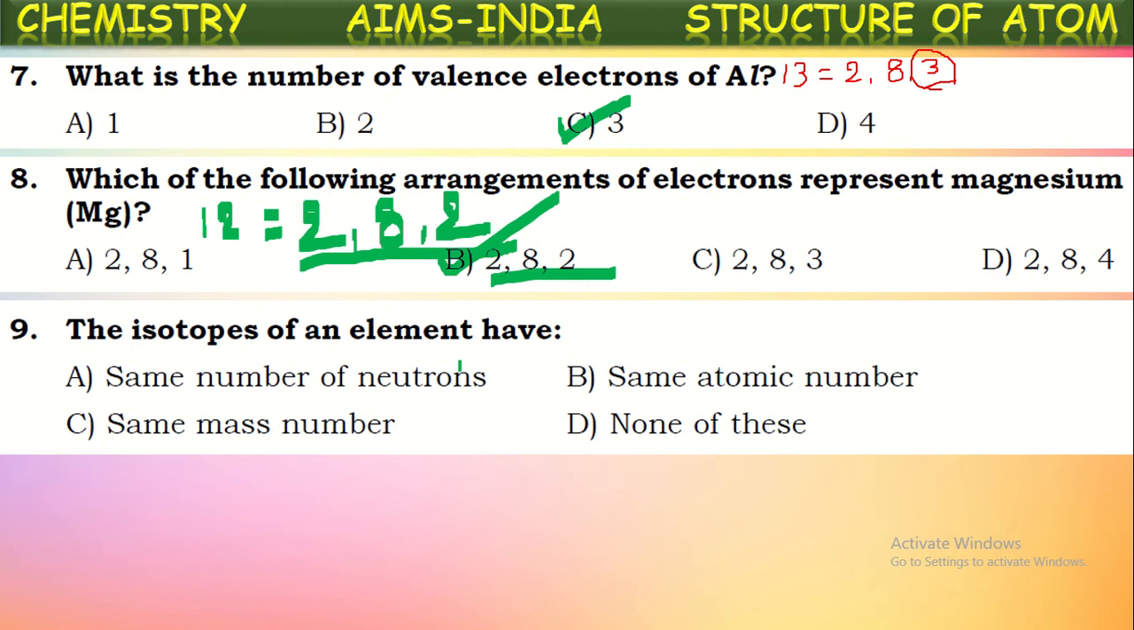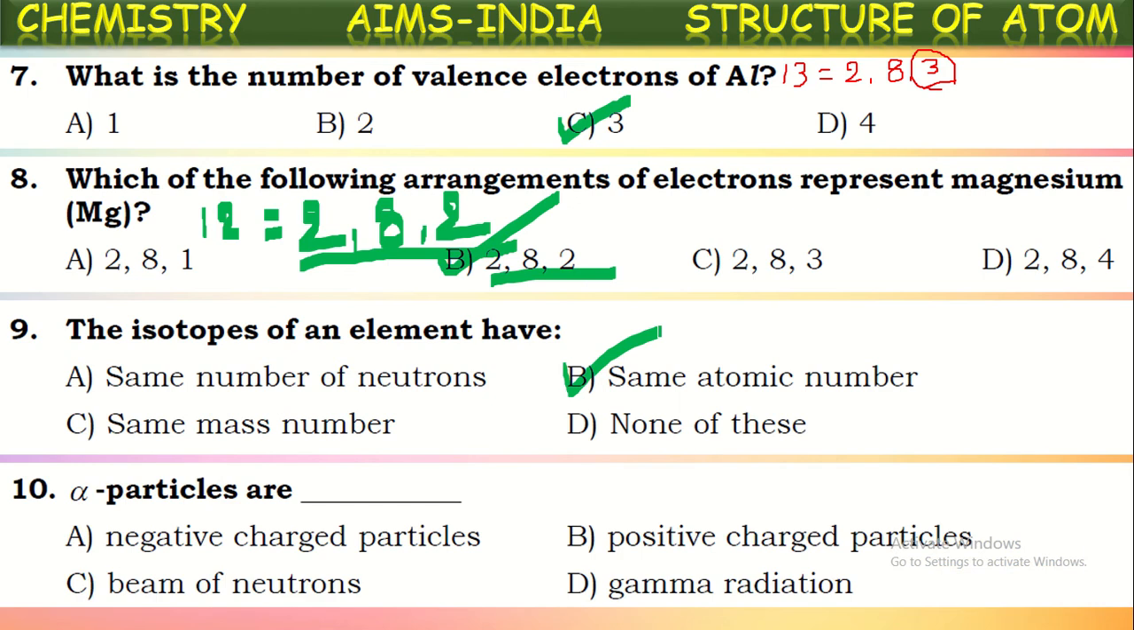So the isotopes of an element will be having the same atomic number. That means the same number of protons. Where is it mentioned here? The isotopes of an element have the same atomic number.